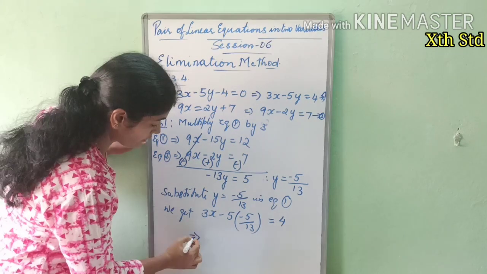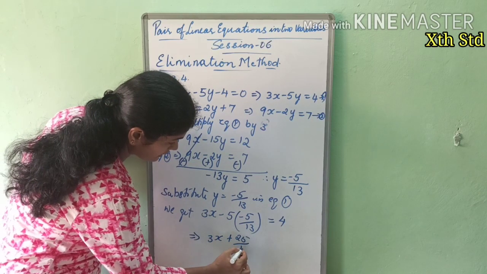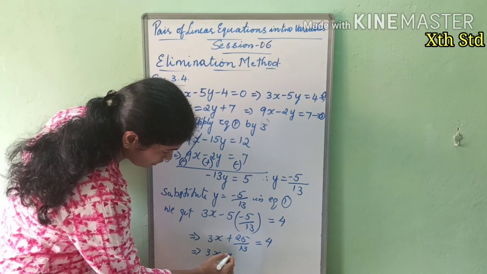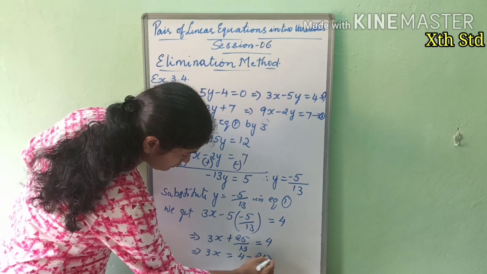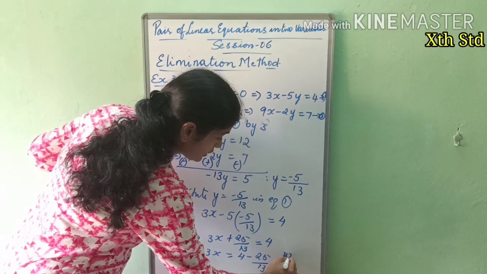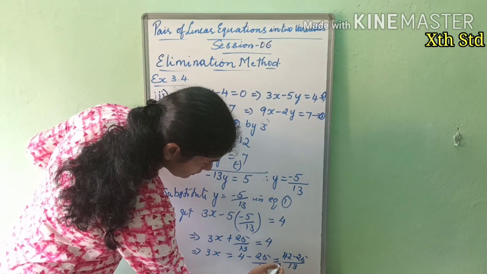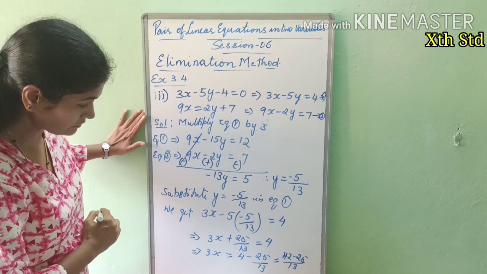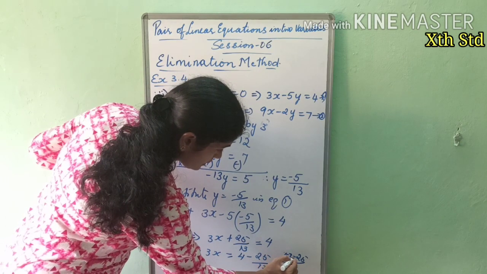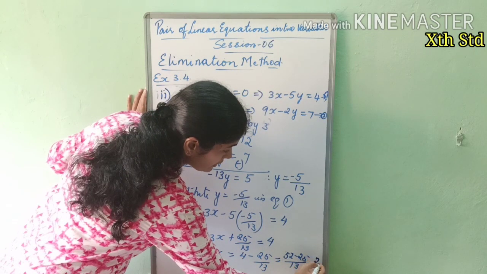Now this implies when you simplify it, 3x plus 25 by 13 equal to 4. Now 3x is equal to 4 minus 25 by 13. Simplify this, 13 into 4 is 52, so 52 minus 25 by 13. That is equal to 27 by 13.